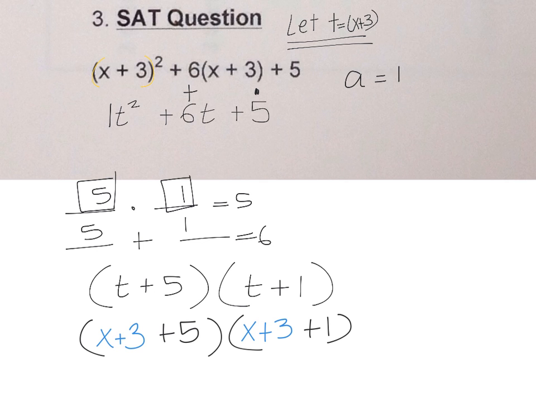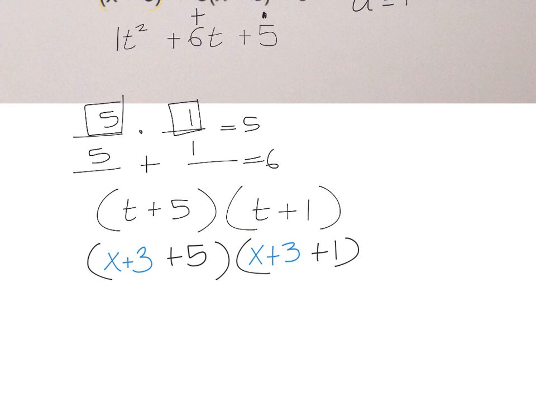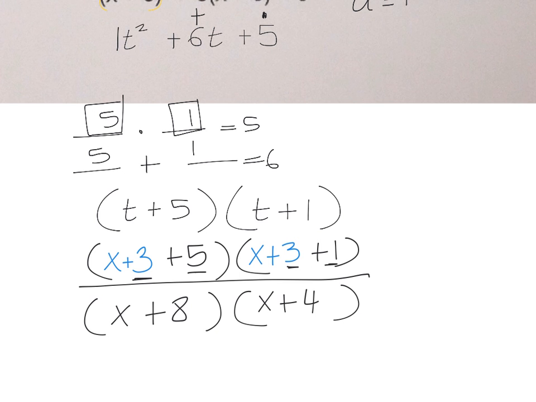You see that? Now let's simplify what's inside the parentheses. So x plus 3 plus 5, I can actually add 3 and 5, and I get x plus 8. And if I add 3 and 1, I get x plus 4. So there you go. That's my factored form.